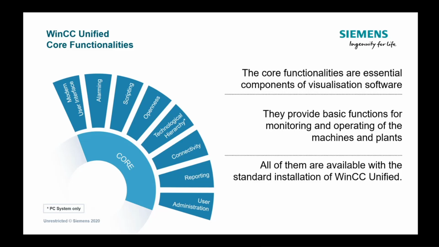Another core feature we have is a technological hierarchy. It's got a little star by it there. So this is saying for the PC system only at the moment. So we'll focus on this a little bit more when we're looking at the plant intelligence option. This is a key requirement of the plant intelligence option. We exploit this technological hierarchy for actually scaling up and utilizing some of the object-based engineering that we do.